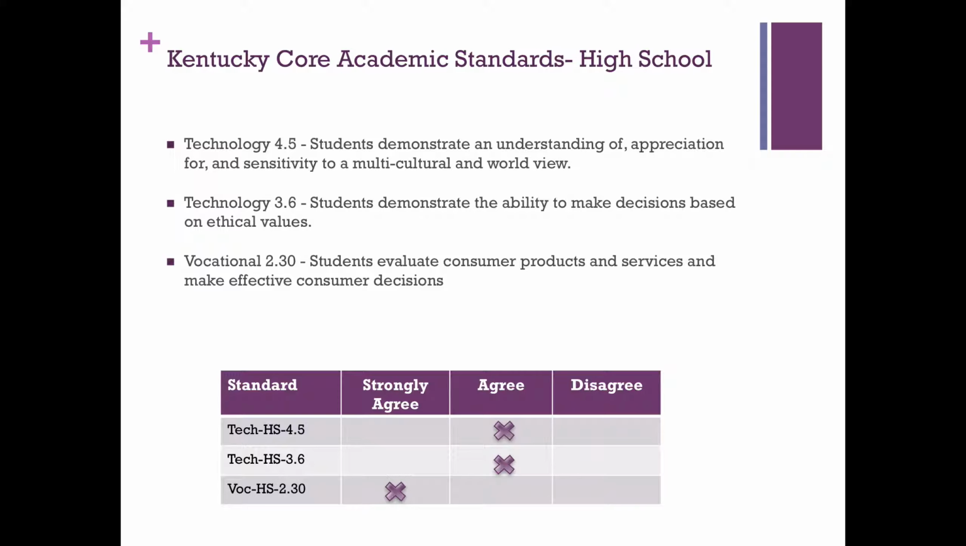The second standard I chose was Technology 3.6. Students demonstrate the ability to make decisions based on ethical values. And the third standard I chose was Vocational 2.30, which says students evaluate consumer products and services and make effective consumer decisions. I rated these 3 standards in a table in which I chose if I strongly agreed, agreed, or disagreed.